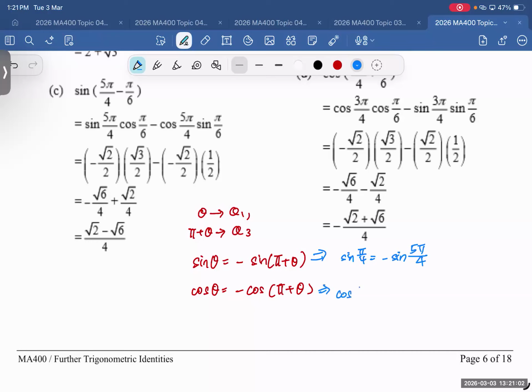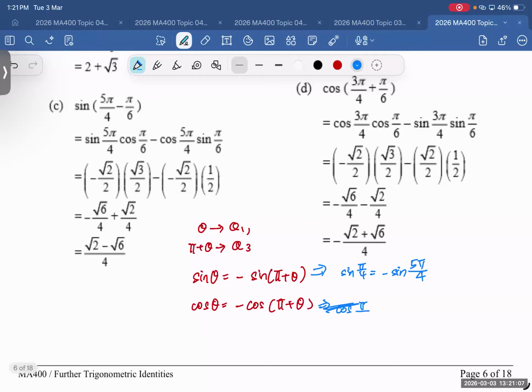Similarly, cosine is not involved. So here, sine of 5 pi over 4 should be the same as negative of sine pi over 4, which is negative of square root 2 over 2. And now I hope you are at a level, by 1EA, where you see this.